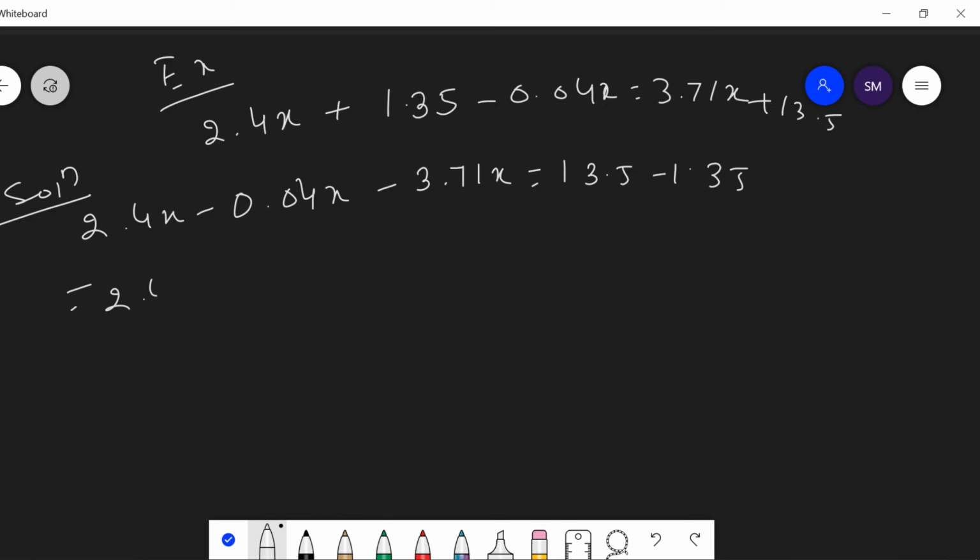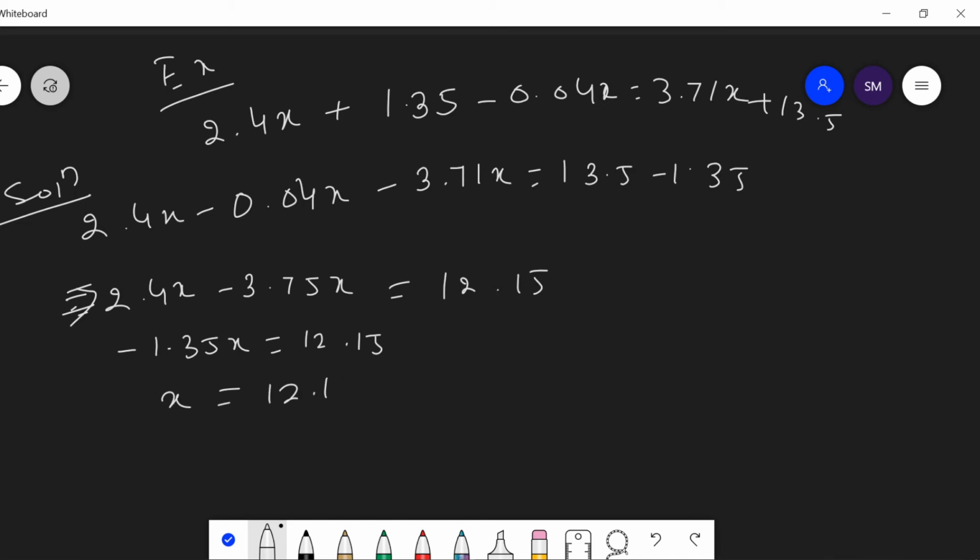This is 2.4x minus 3.75x is equal to 12.15. Then here this is minus 1.35x is equal to 12.15. Then this x is equal to 12.15.